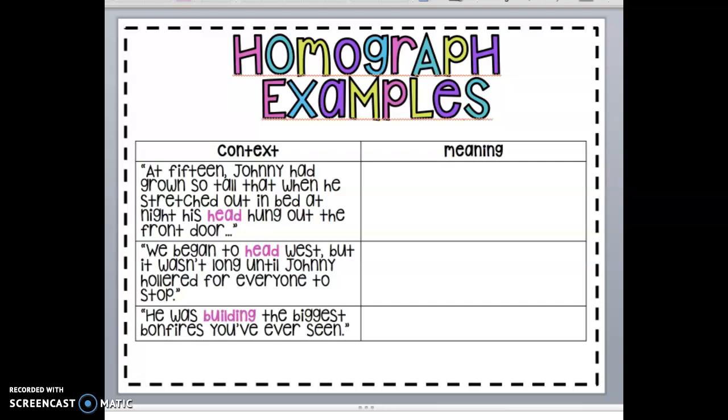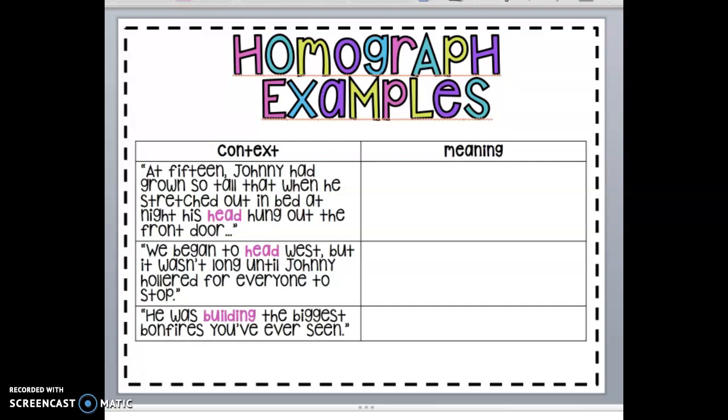At 15, Johnny had grown so tall that when he stretched out in bed at night, his head hung out the front door. Now remember from yesterday, we were working on visualizing things in our head, and we've actually been doing it for 2 weeks now. So you can understand a text by visualizing. Now, put this picture in your head. We have Johnny. He's 15. He's so tall that when he lays in bed at night, his head hangs out the front door.